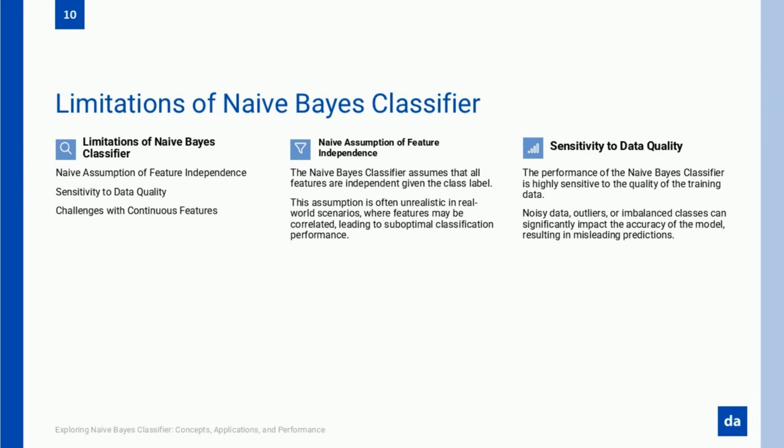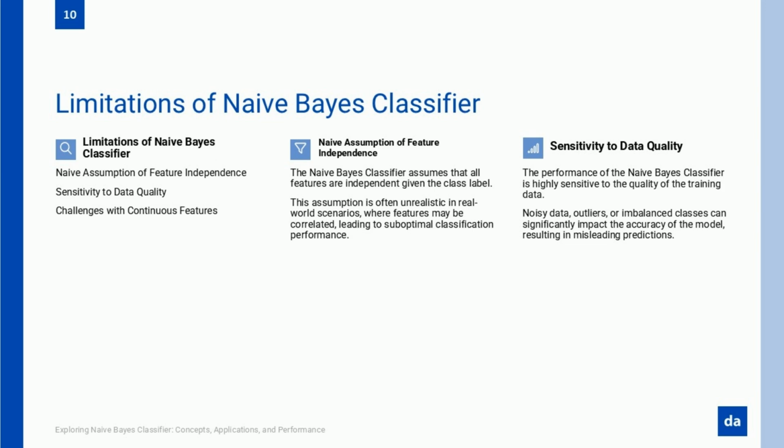Another challenge is handling continuous features. While Gaussian naive Bayes can model continuous data by assuming a normal distribution, this assumption doesn't always hold true. Real-world continuous data often deviates from the bell curve, and when this happens, the model's predictions may lose accuracy.